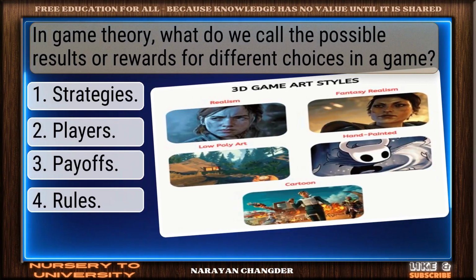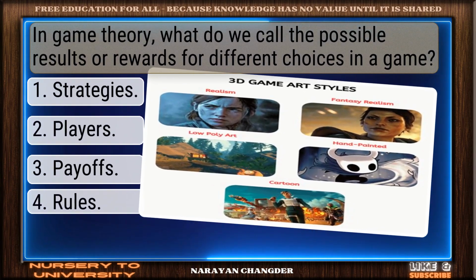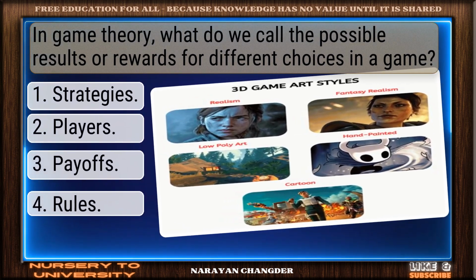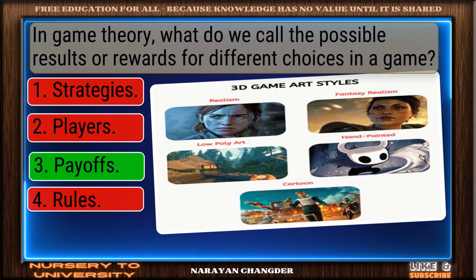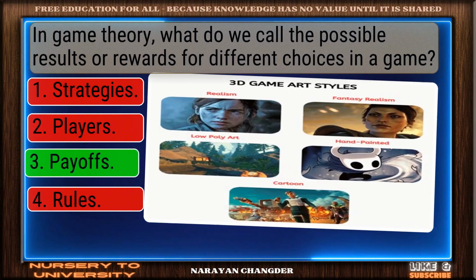In game theory, what do we call the possible results or rewards for different choices in a game? Great thinking. Payoffs is the right choice.